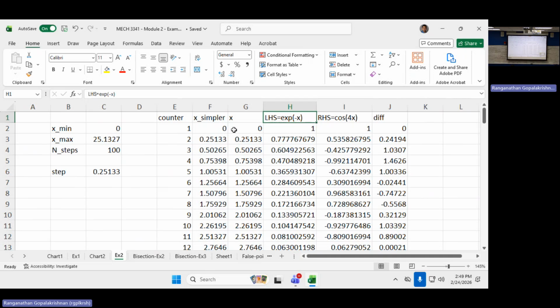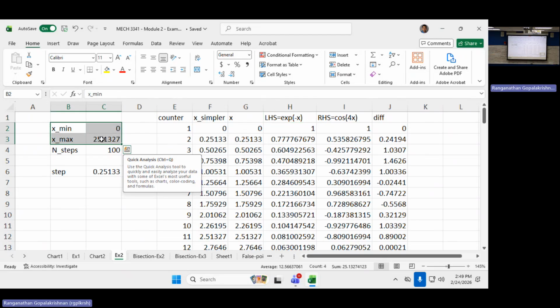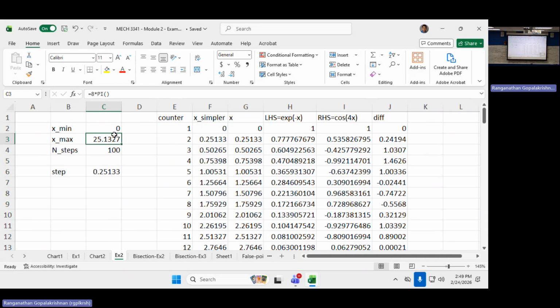Okay, so for a minute, please listen. No need to write. You're just going to look at my spreadsheet and then we'll come back and do the problem. So I took a range which is roughly 0 to 8 pi. 8 pi is 25.13, but if you look here, this is 8 times pi. So I did the graphing between 0 to 8 pi so that I'll at least cover 2 periods of that cosine function, cosine 4x.